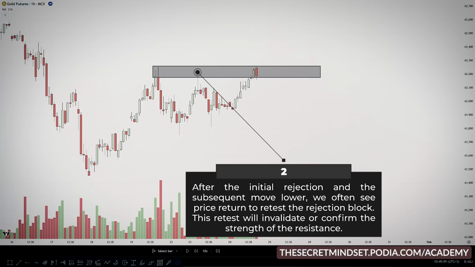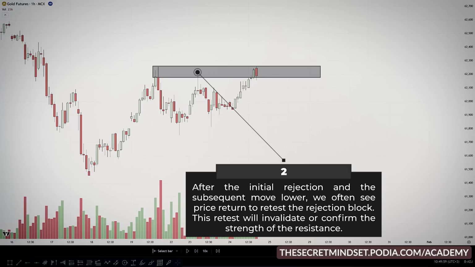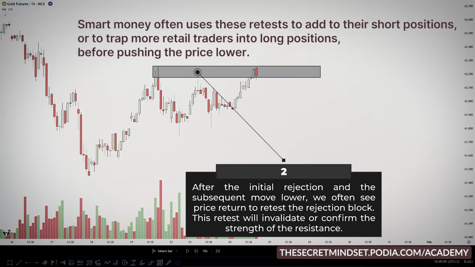The retest happens for several reasons. Traders who missed the initial move down see this as an opportunity to enter short positions. Some bullish traders still believe in the uptrend and try to buy what they see as a dip. Smart money often uses these retests to add to their short positions or to trap more retail traders into long positions before pushing the price lower.